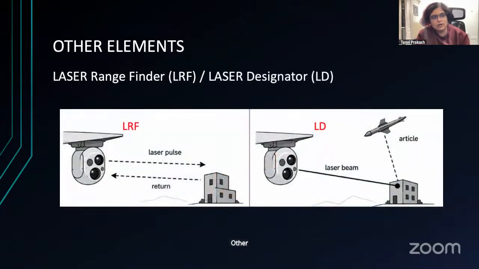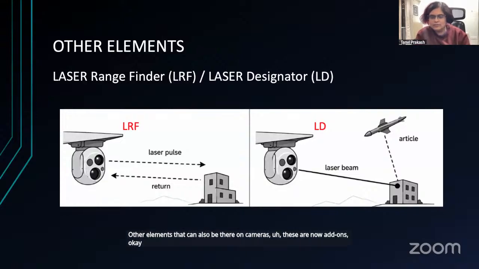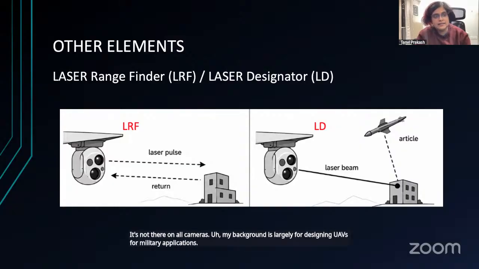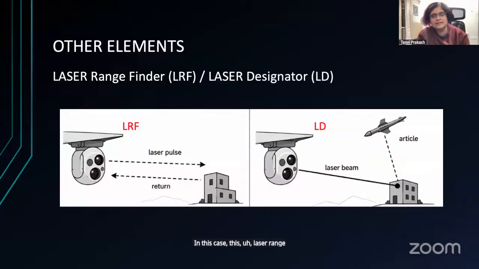Other elements that can also be there on cameras, these are now add-ons, okay? It's not there on all cameras. My background is largely for designing UAVs for military applications. In this case, laser rangefinders and laser designators become an important part of the camera to be able to function and give you some good information.